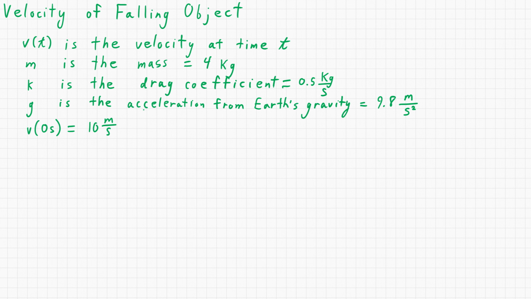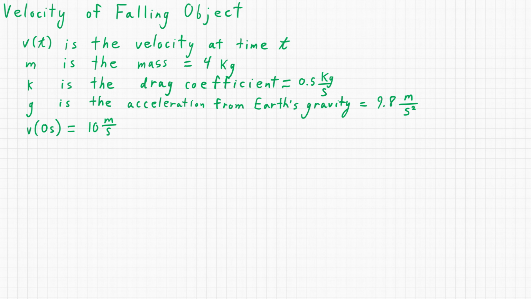We're going to use g, the acceleration from Earth's gravity, which we're just going to say is 9.8 meters per second squared. And we're also going to say that at time 0, when we start this experiment, the velocity is 10 meters per second. Right, so it's going up a little bit. It's going away from the Earth.